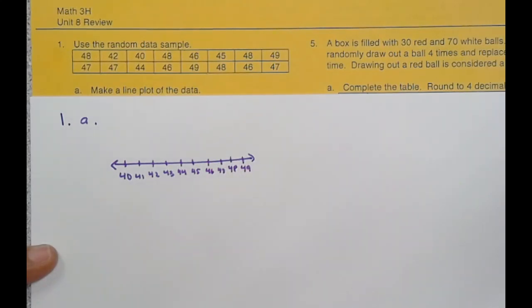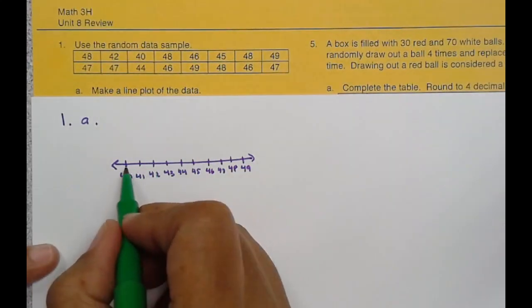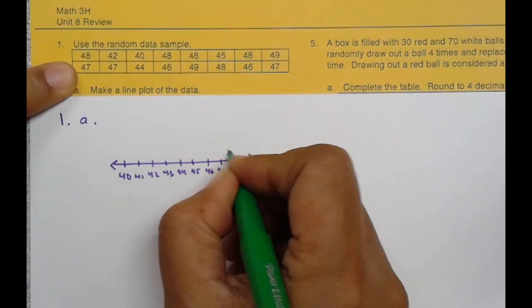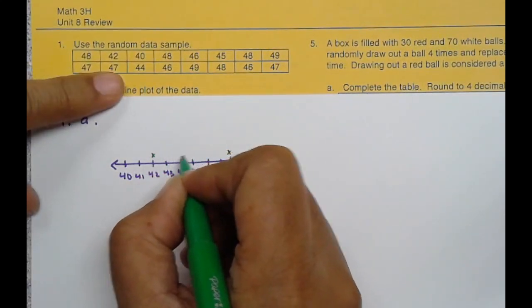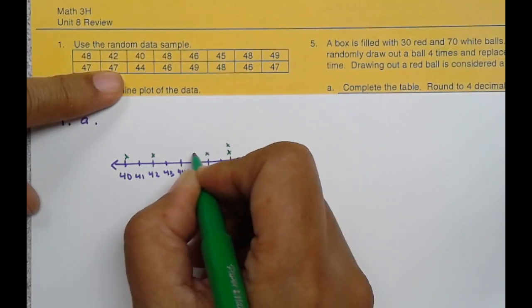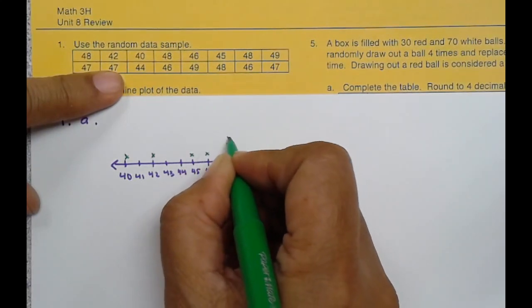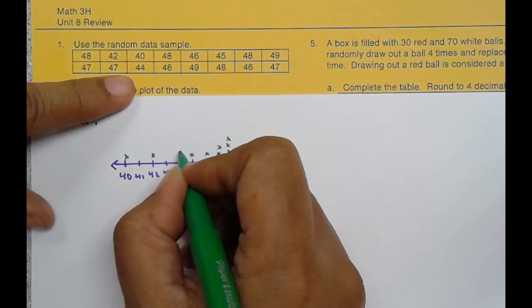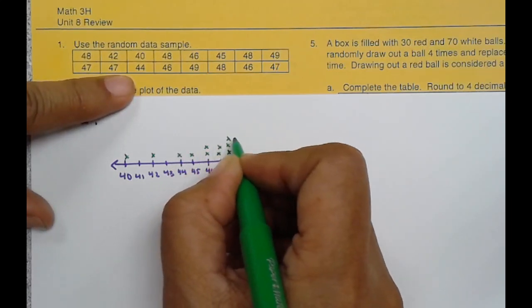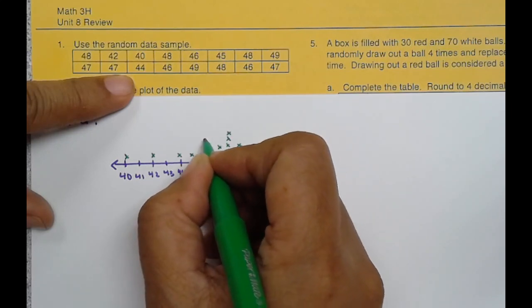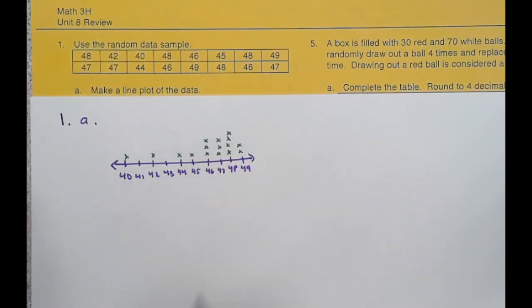And then I'm going to put an X above each of these values according to what's in my table. So 48, I have one at 42, 40, 48 again, 46, 45, 48 again, 49, 47 twice, 44, 46, 49, 48 again, 46, and then 47. All right, so that is my line plot.